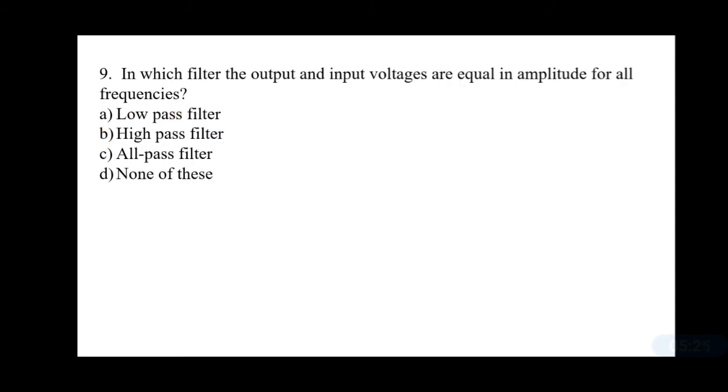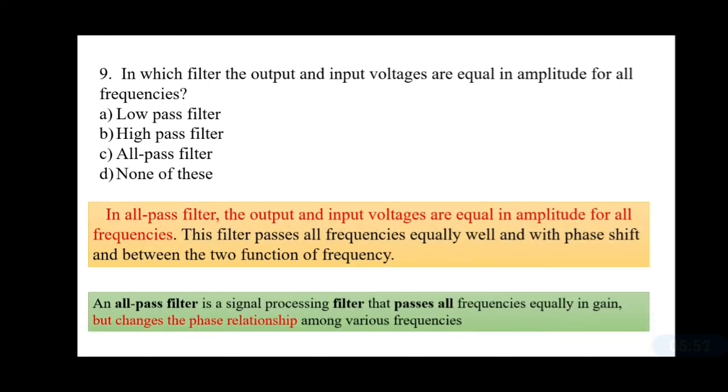Go to the next question. In which filter are the output and input voltage equal in amplitude for all frequencies? Option A low pass filter, option B high pass filter, option C all pass filter, and option D none of these. In an all pass filter, the output and input voltage are equal in amplitude for all frequencies.